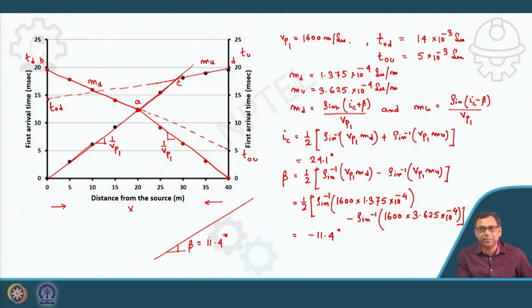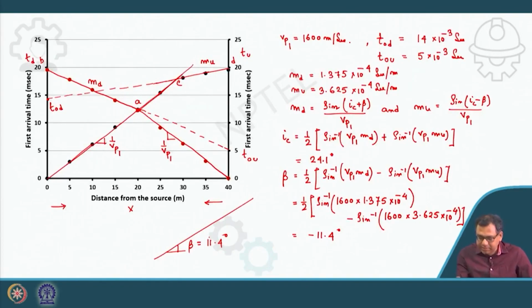Clear? Towards the negative x slope. So now I have that beta value, IC value, Vp1 value. Now I will calculate what is the Vp2 value. And Vp2, you can easily calculate.